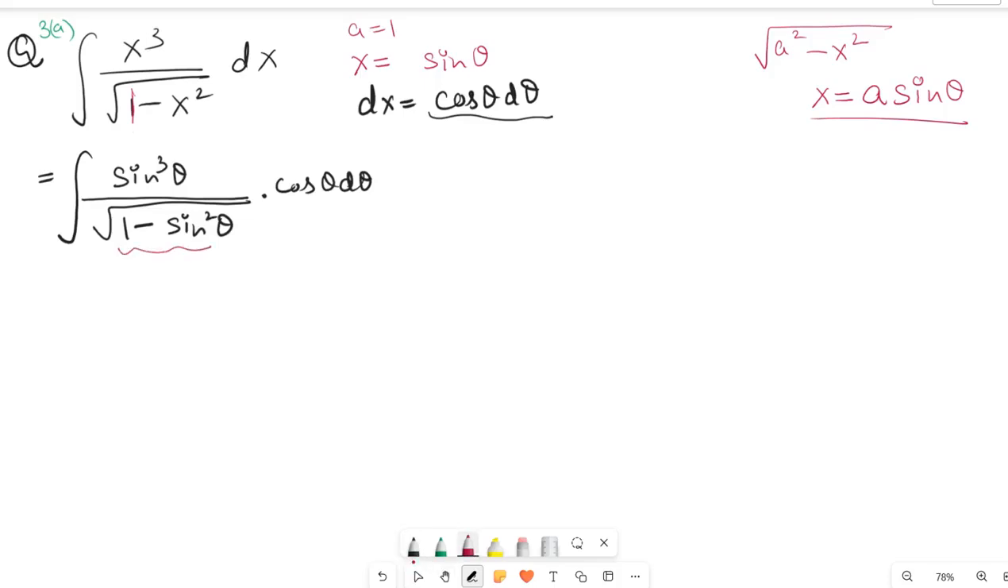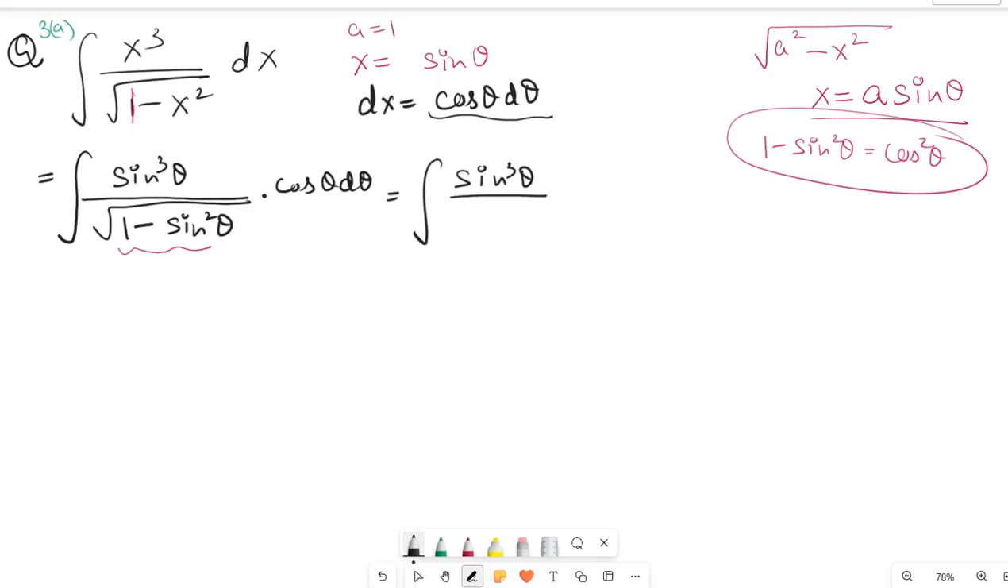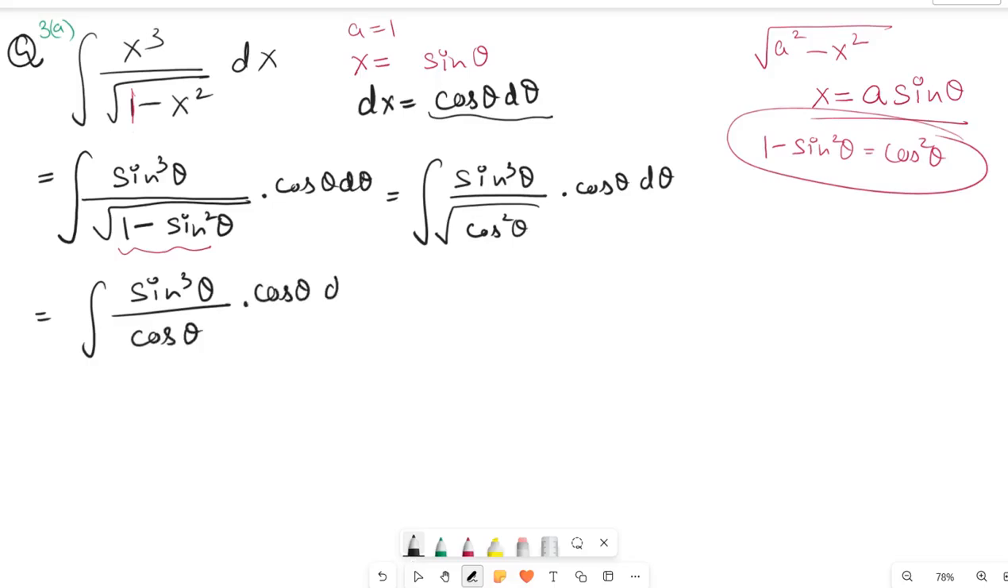Now, this one you remember, 1 minus sine square theta should be replaced by cosine square theta. This is from trigonometry. So that means our integral is sine cube theta by cosine square theta square root times cosine theta d theta. Now we know that square root of cosine square is just cosine theta. Cosine theta is here also. And this cosine and cosine will cancel. So what we have now is sine cube theta.